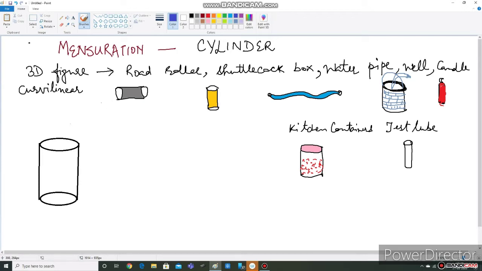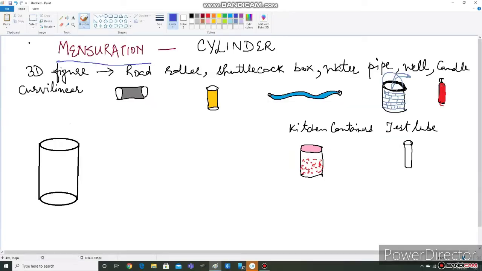Today we are going to start with the very important topic of class 10th ICSE Mathematics, and the name of the topic is mensuration, right? And in mensuration I am going to take up the first topic, that is a cylinder. Very important, very easy and very much interesting topic of mensuration, that is a cylinder.